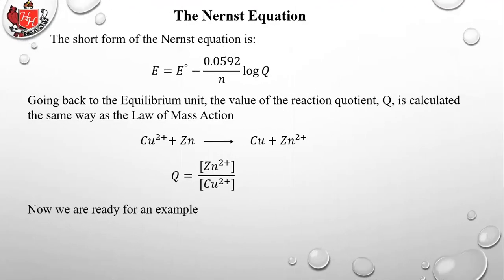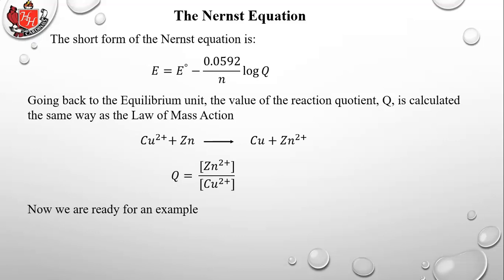Okay, now we have to deal with that Q, and you have to go back to the equilibrium unit to remember what Q is. It's called the reaction quotient. It's computed the same way as an equilibrium constant. That is, you use the law of mass action to do it, but the concentrations are not necessarily at equilibrium. And that's the whole point of the Nernst equation. There are some other concentrations that aren't necessarily at equilibrium or at standard conditions. So there's the Nernst equation.